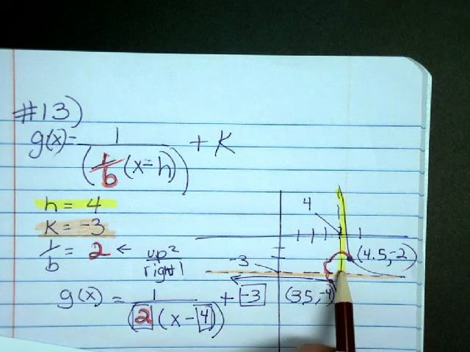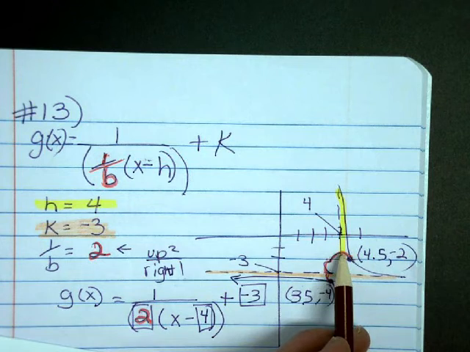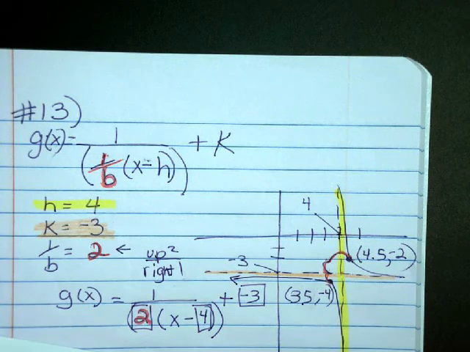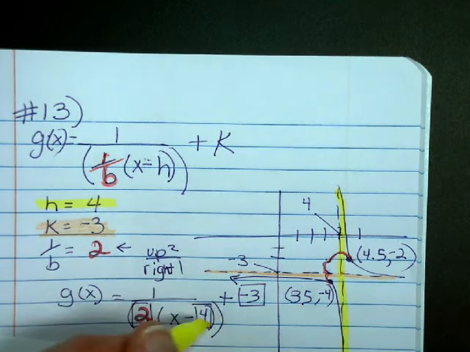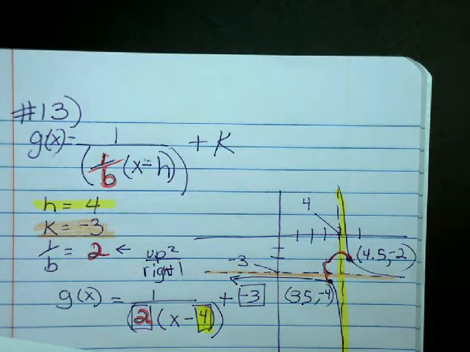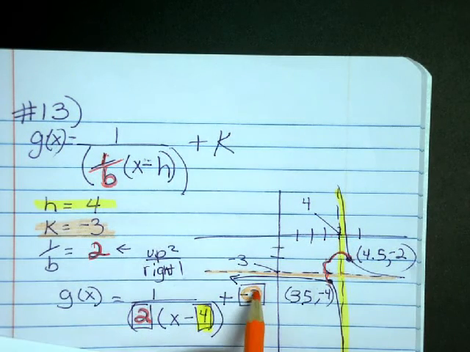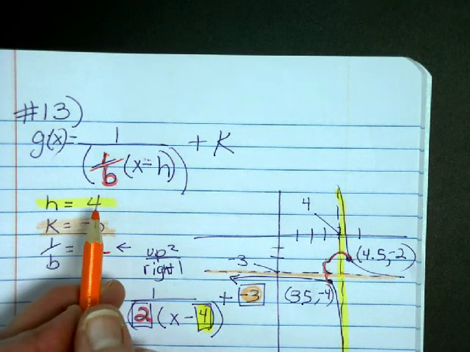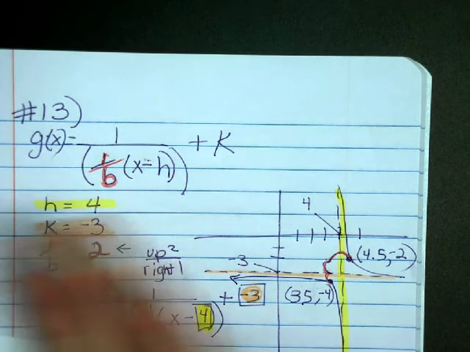So 2 came from the up 2 over 1. I went from point to point. If you went from this, if you used this one, you would have gone up 1 over a half, which is still 2, since up 1 over a half is 2. 4. And 3. So they got the minus in the story.